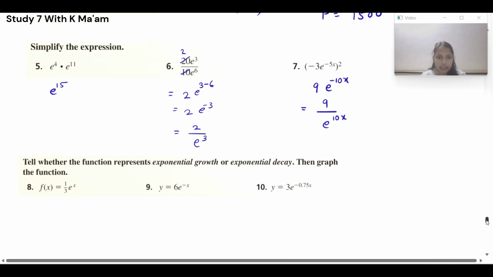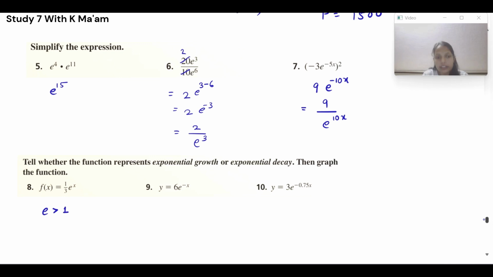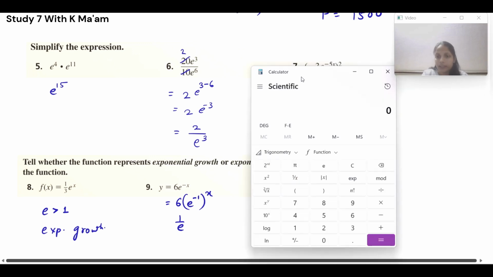Next, we have to check whether the function represents exponential growth, exponential decay, or something else. Look at the term which has the power: e. e is greater than 1. So therefore it's an exponential growth function. Next is the term which has a power x. It's e power -x. It can be written as e power -1, whole power x. So b is e power negative, so 1 over e is b. Is this less than 1 or greater than 1? It is 1 over e. The number is 0.3. The number is less than 1.